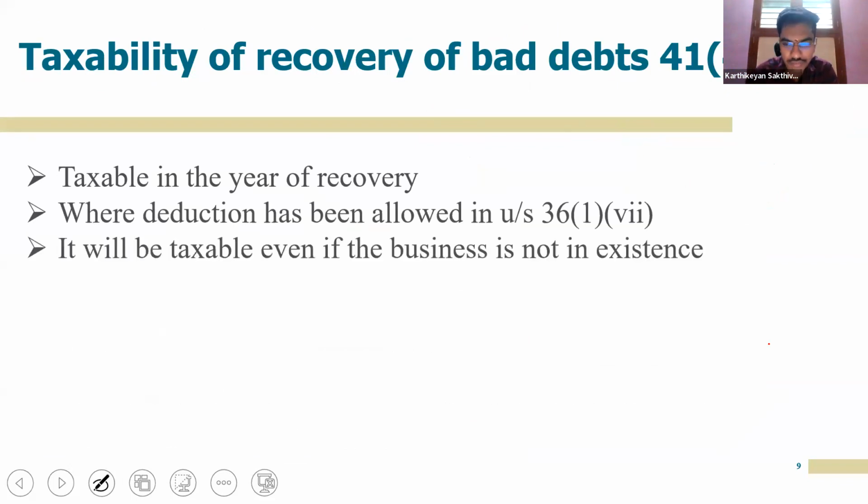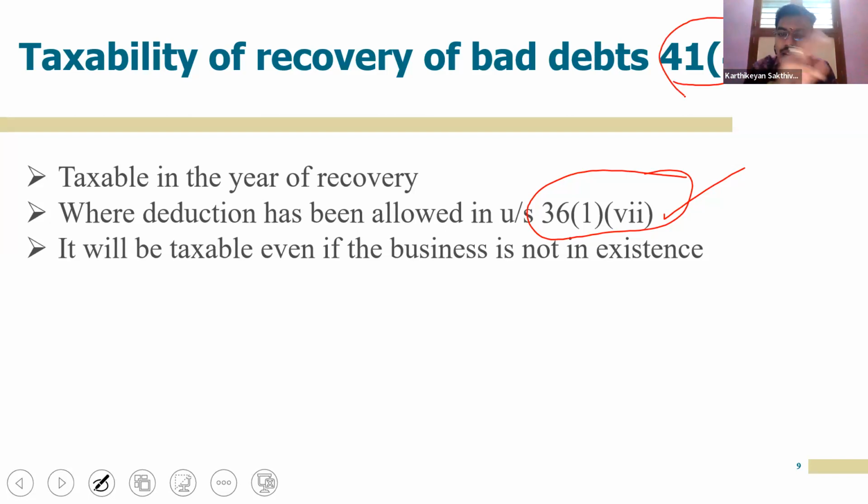First, the amount which is recovered should have been written off first. And I should have claimed the expenditure for that under 36(1)(vii). Only if I have claimed expenditure under 36(1)(vii), the recovery of bad debts can be taxed under section 41(4). If I have not claimed the expenditure in the year in which the debt became bad, that cannot be taxed in the current year, right?